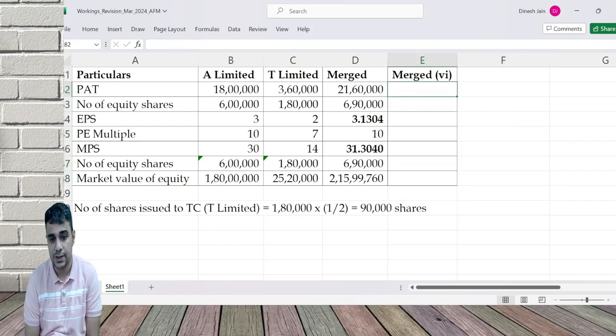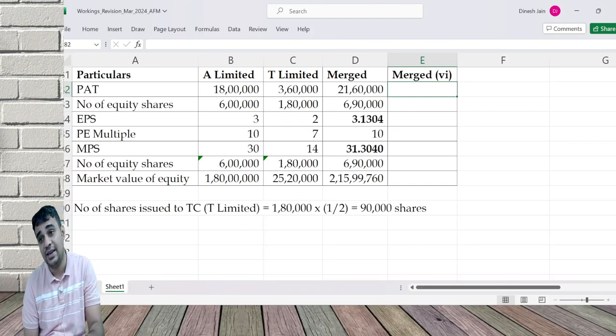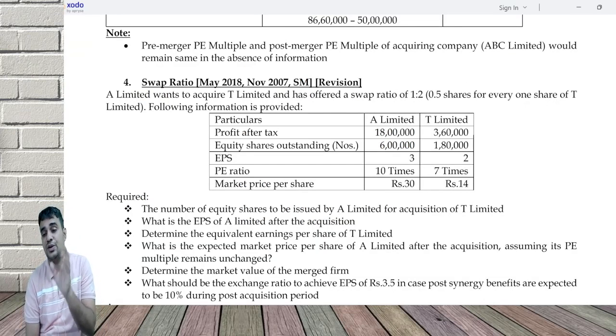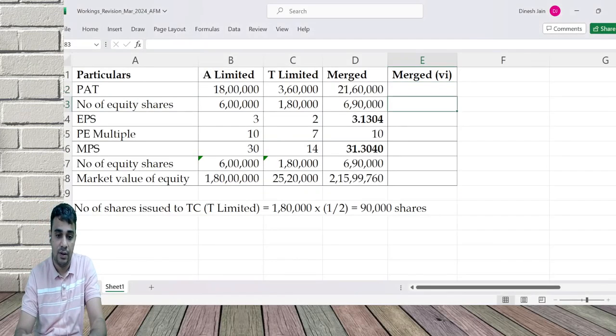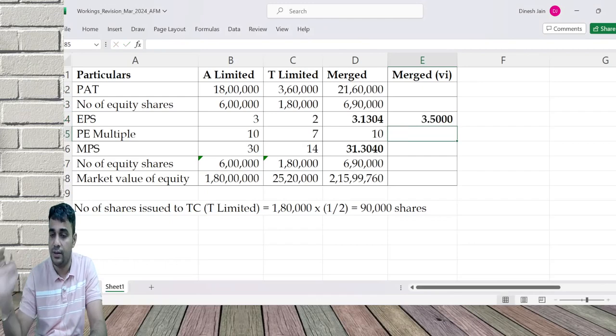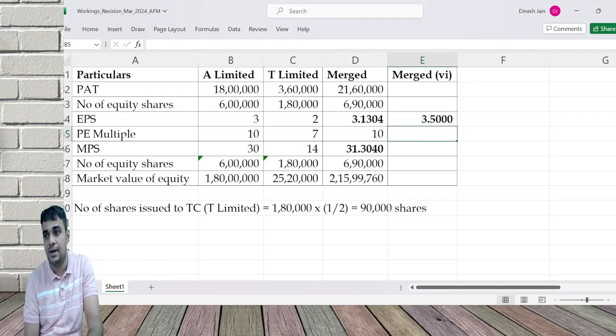Merged situation 6. Suddenly they have given me some extra rework scenario. In the rework scenario, certain synergy benefits and something on the EPS have been mentioned. They are saying: what should be the exchange ratio? 1:2 is not acceptable. I want an EPS of how much? I'm writing EPS as 3.5. Okay, this is a requirement.